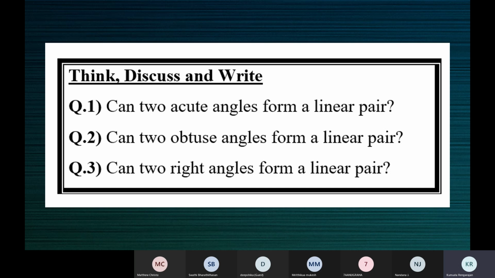What about one obtuse and one acute, children? Can one acute and one obtuse angle form a linear pair? Ma'am, one acute plus one obtuse is equal to a straight angle, ma'am, which is 180. Give an example, children. Give an example of an acute angle and an obtuse angle which can form a linear pair.